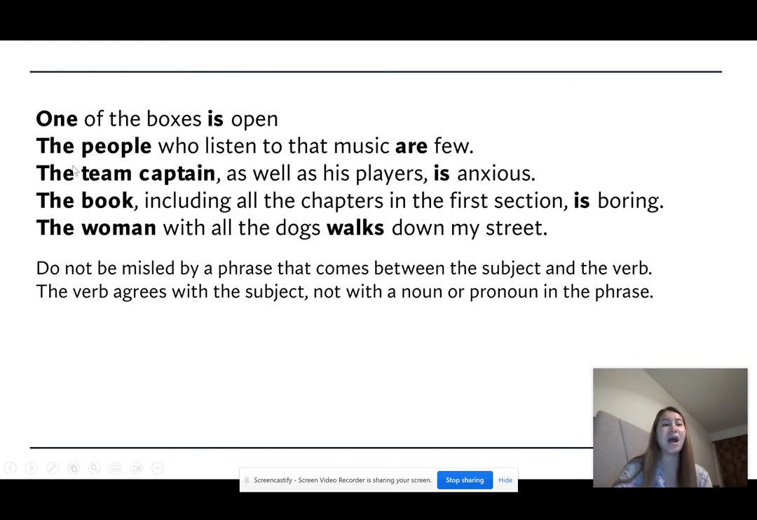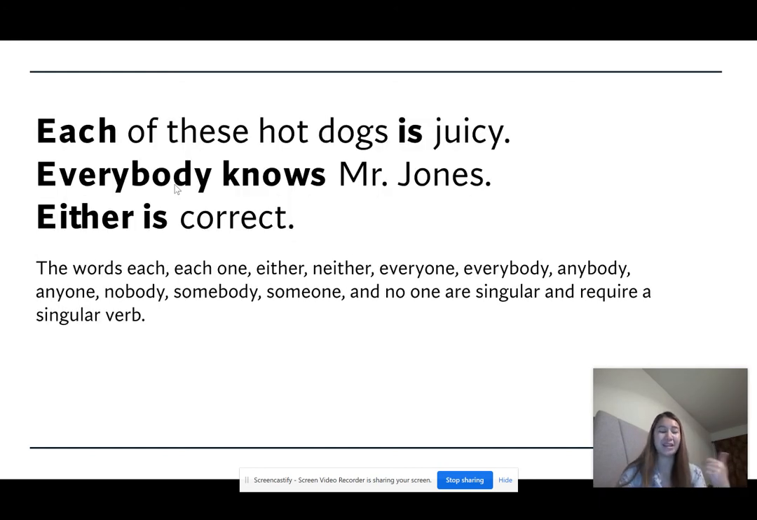not all of them. Next. The people who listen to that music are few. You might say, miss, that's music, that should be is. But we're talking about the people, not who listen to that music. That's our subject. And next, the team captain, which is only one, as well as his players, our modifier, is anxious. So pause this video if you want to look for more examples, but the concept behind it is just look for your subject. The subject will tell you if it should be a plural or a singular verb.